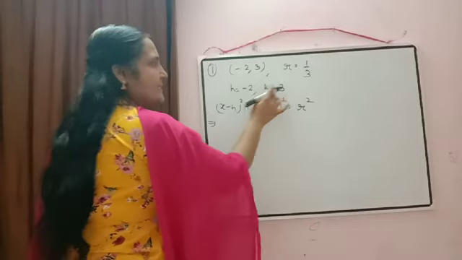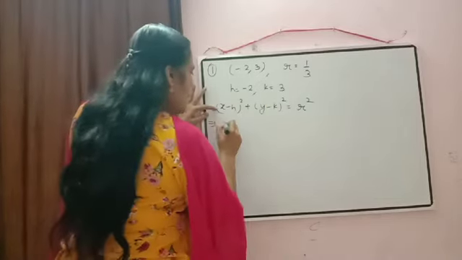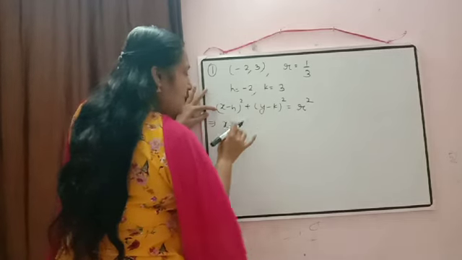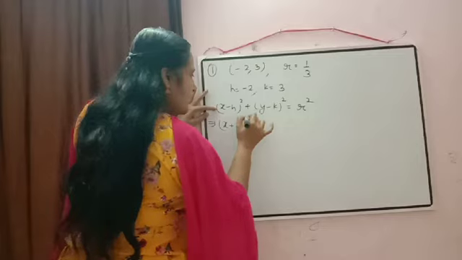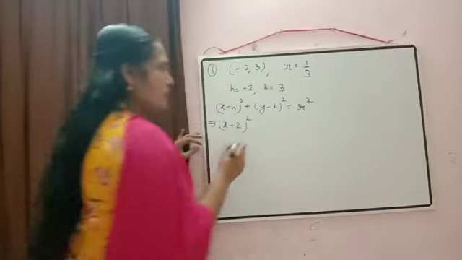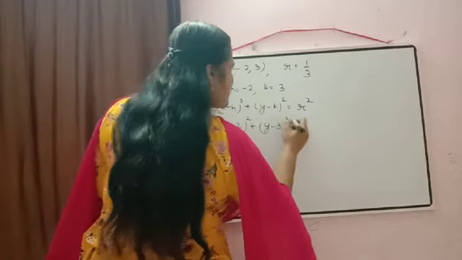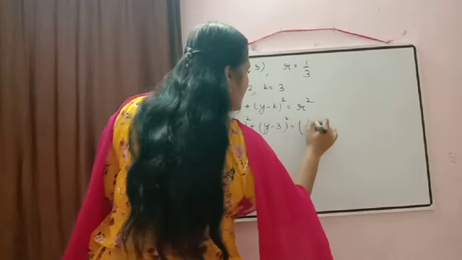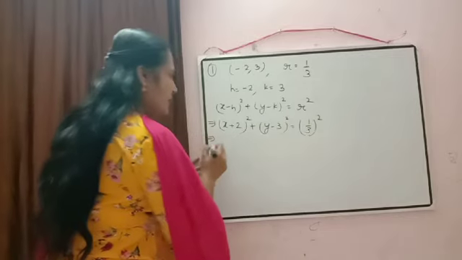Now what we will do? In place of h and k, we will substitute the values. Then what will come? x minus minus 2. So minus and minus will be equal to plus. Then we will get here (x plus 2) the whole square plus (y minus 3) the whole square is equal to (1 by 3) the whole square. Radius is given there, 1 by 3.